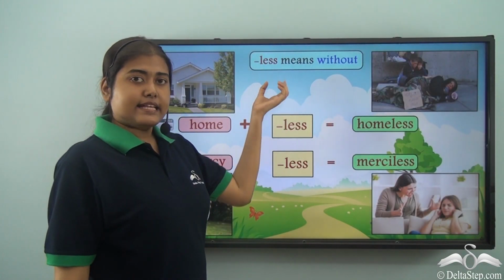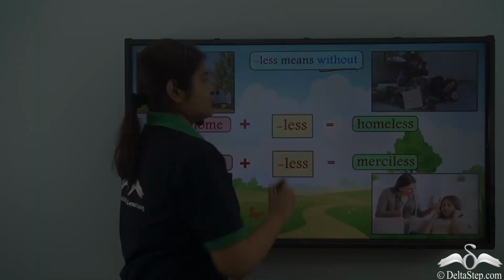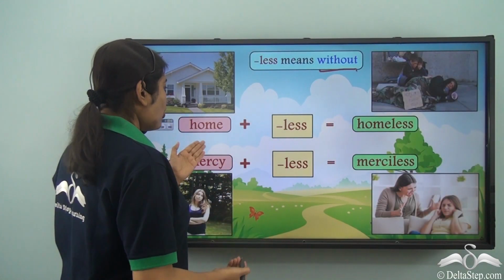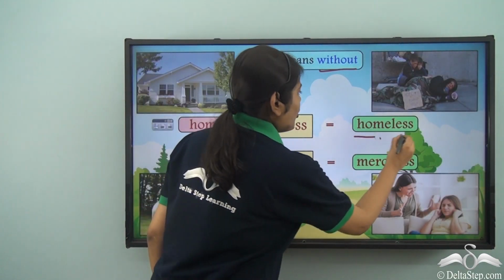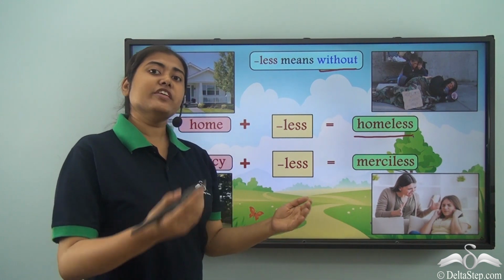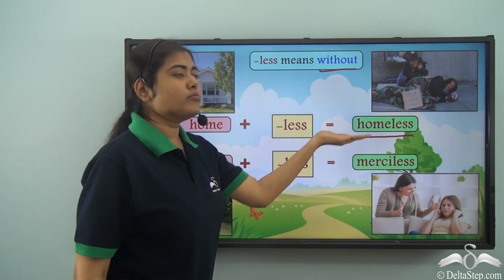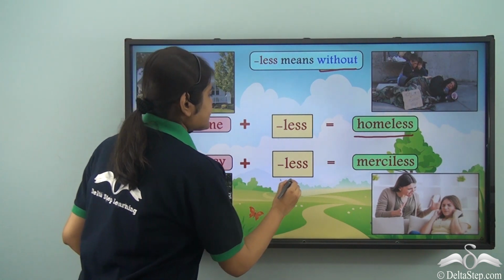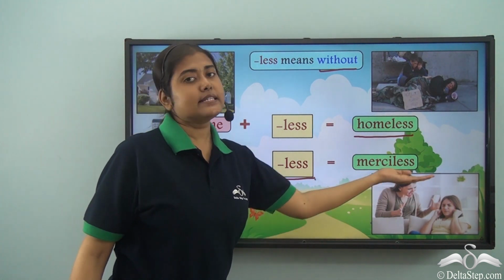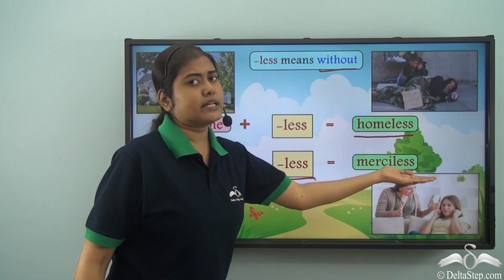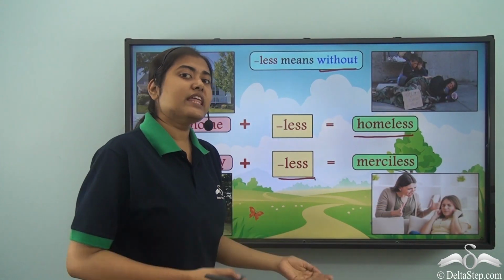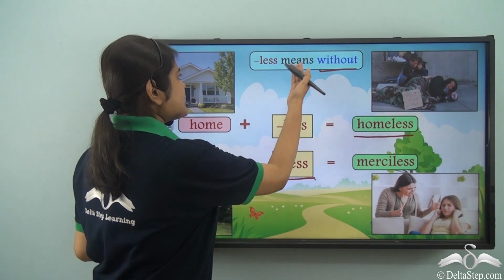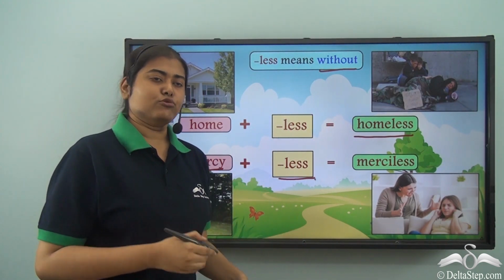The suffix less means without. So when I say home plus less, homeless, I mean somebody without home. So without home means homeless. Similarly, mercy plus less gives us merciless. So merciless means somebody who is without mercy. So less gives us the meaning of without.